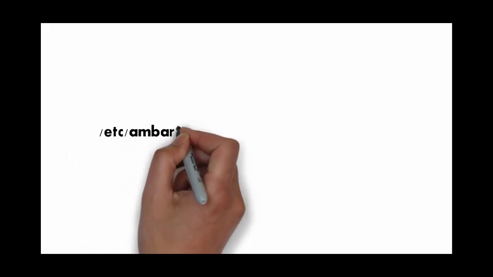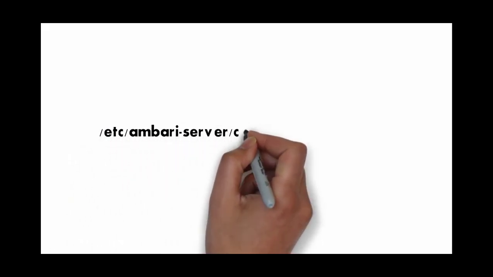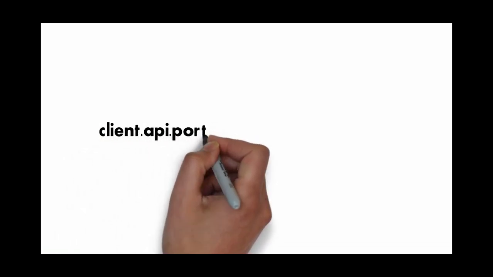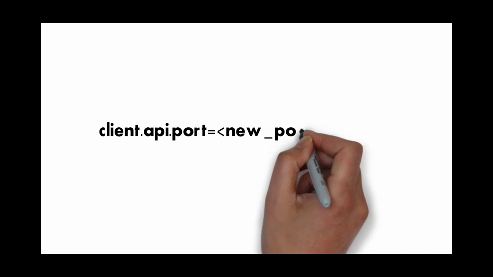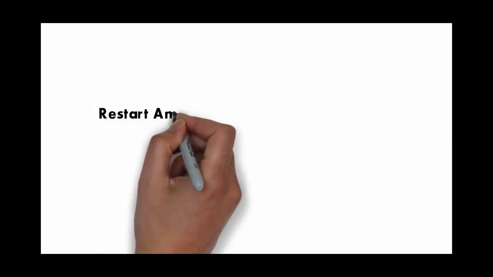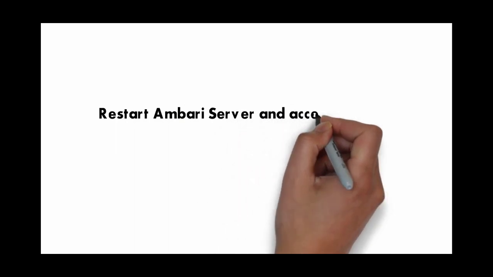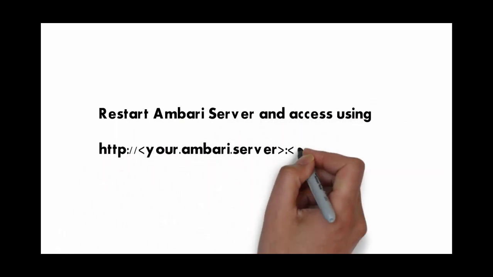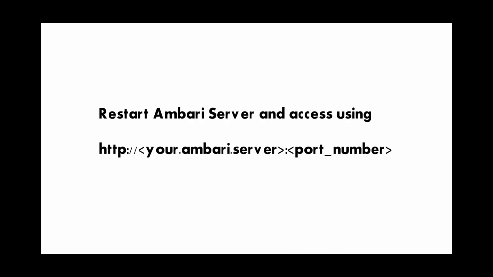The configuration file is located under /etc/ambari-server/conf/ambari.properties. Add this parameter, client.api.port equal to the new port you are going to use for Ambari server. After making these changes, restart Ambari server and access Ambari server using the new port.